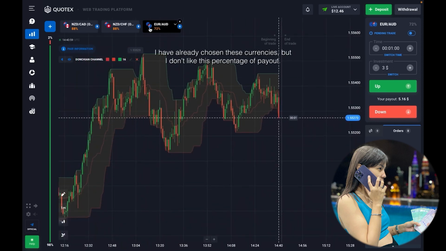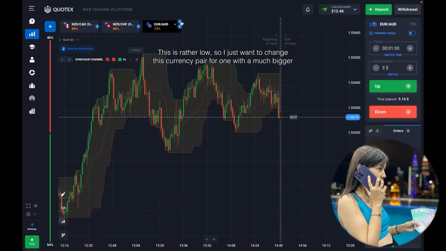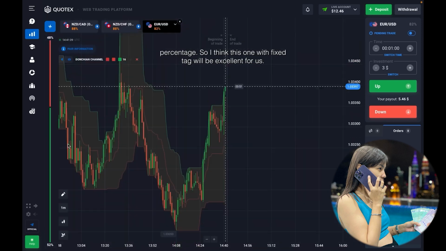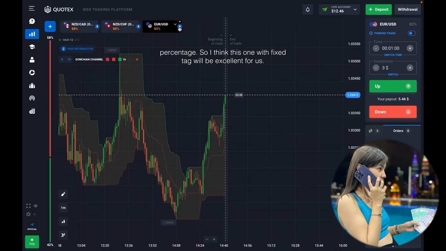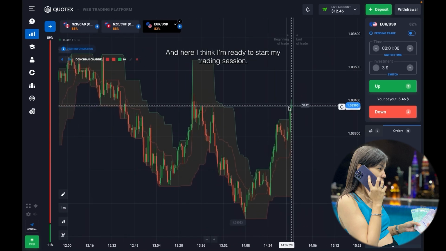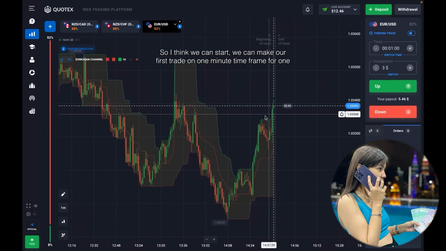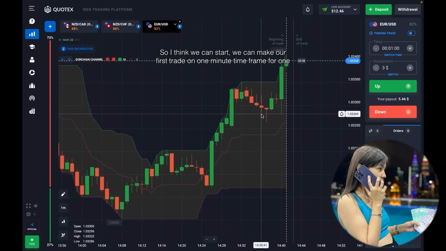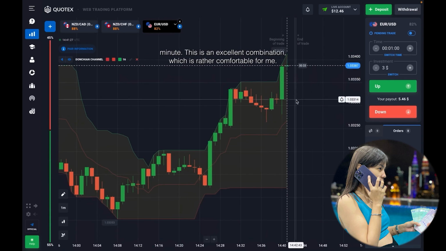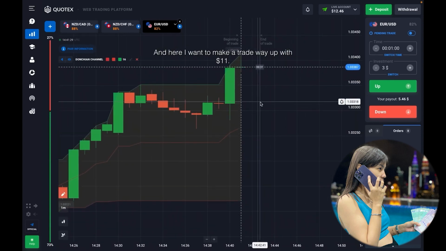I have already chosen these currencies, but I don't like this percentage payout. This is rather low. So I just want to change this currency pair for one with a much bigger percentage. I think that this one will be excellent for us, and here I think I'm ready to start my trading session. I think we can make our first trade on 1 minute time frame, and this is an excellent combination which is comfortable for me, and here I want to make a trade.